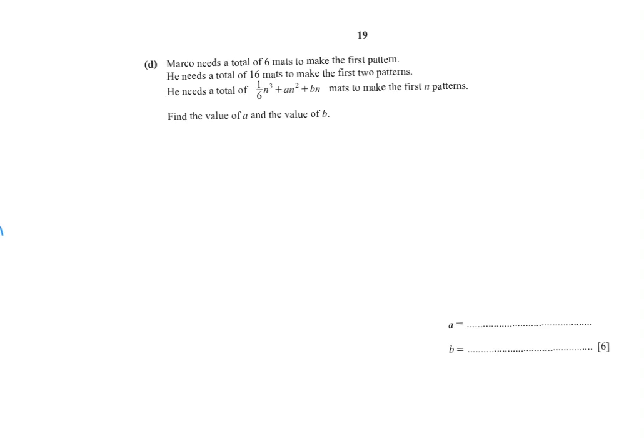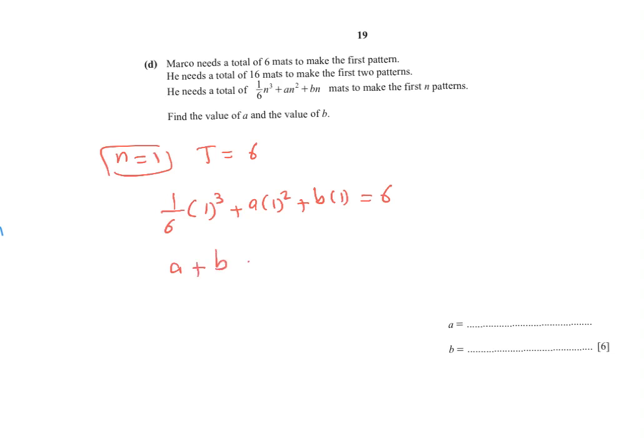To solve this one, put n equal 1, then the total number of mats equals 6 by substitution. So 1 over 6 times 1 cubed plus a times 1 squared plus b times 1 equals 6. We can simplify more. A plus b will be 6 minus 1 over 6, so 36 over 6 minus 1 over 6, so 35 over 6. This is the first equation.